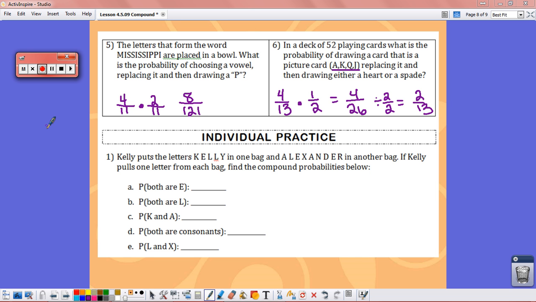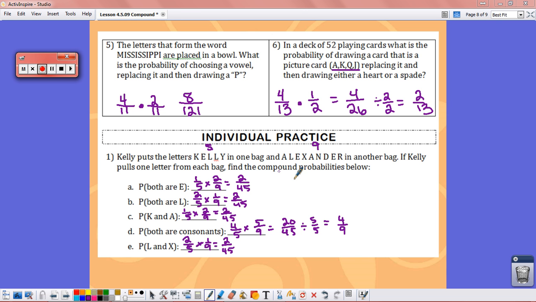I'm not going to go over the individual practice. I'm just going to pause, put up the answers, and then unpause so that you can check them. And then I'll flip to the homework so you can see it, and that'll be the end of the video. Okay, so there are the answers. You can see that there are a lot of probabilities that turned out to be the same. That's okay.